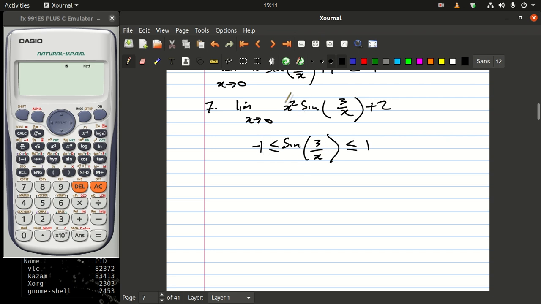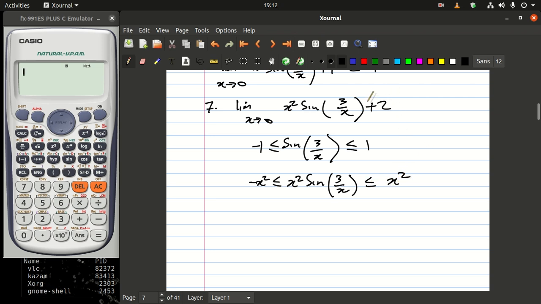And then I multiply throughout by this positive number. If I'm multiplying throughout by a positive number, I will end up having minus x squared less than or equal to x squared sine of 3 over x less than or equal to x squared. The inequality is not going to change because x squared is always positive.